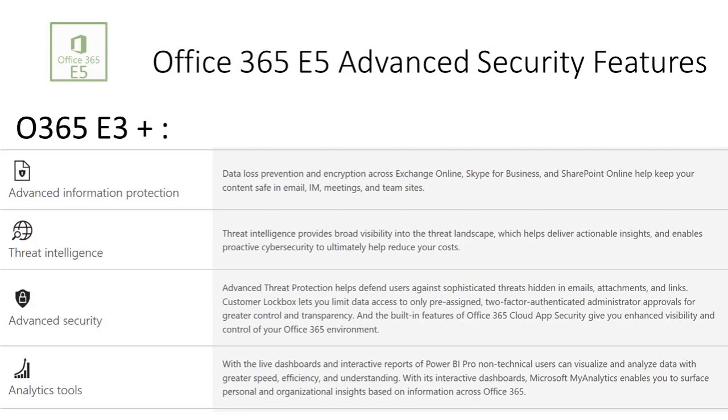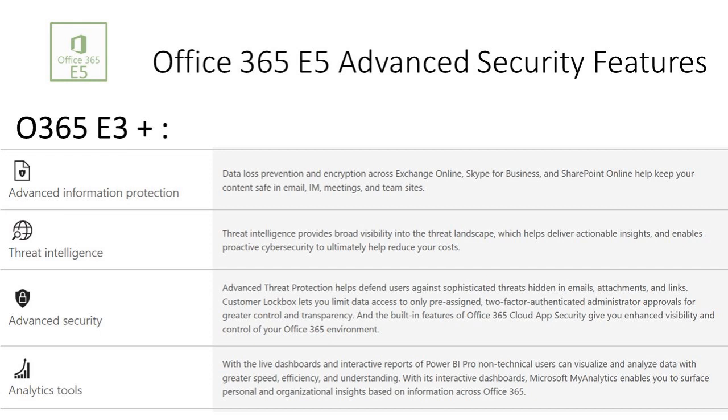The E5 security features have all of the things that we just saw on the previous slide plus these additional. Advanced information protection, threat intelligence, allowing us to look at the whole threat landscape. Again, this is for administrators to take a look at threats that are potentially involving your Office 365 realm. Advanced security, helping us set up things like customer lockbox, two-factor authentication for administrator approvals. It's a higher level of that two-factor authentication that we can set up there.